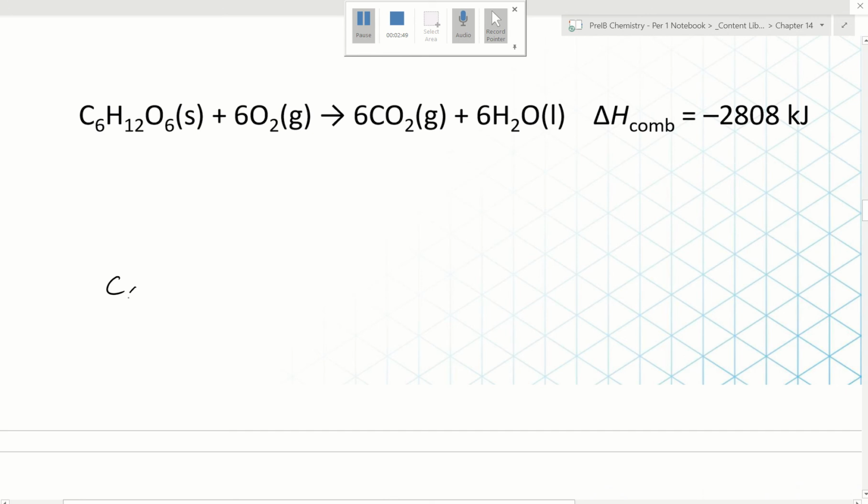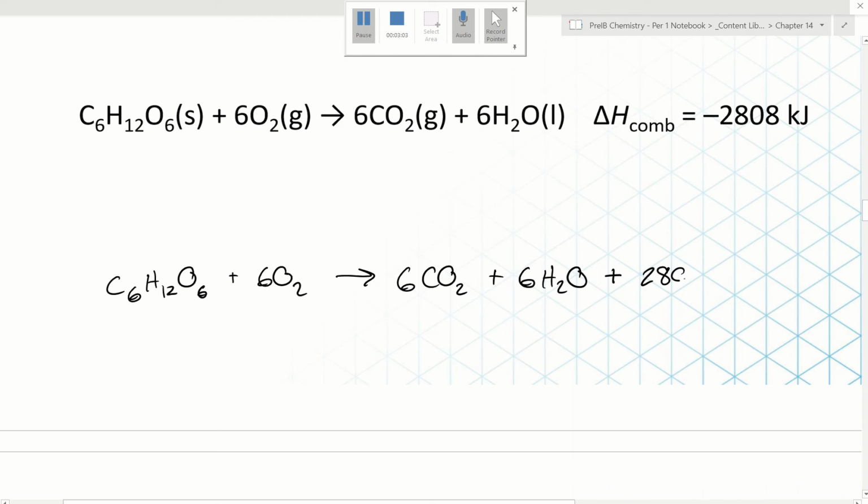We can say that C6H12O6 plus 6 O2s yield 6 CO2s plus 6 H2Os. And we can say plus 2,808 kilojoules. Now, this minus right here means that energy is being released from the reaction.